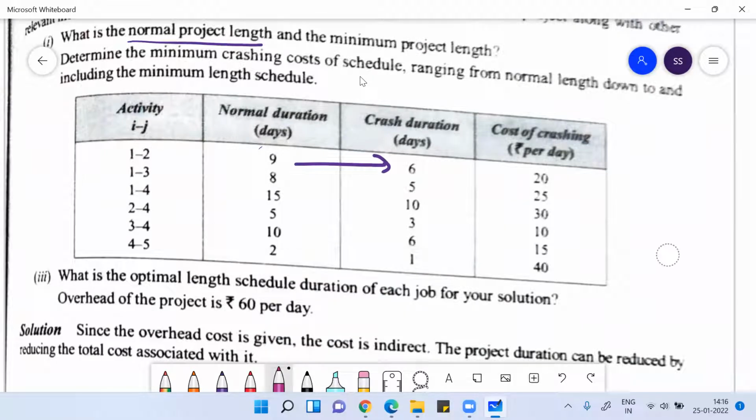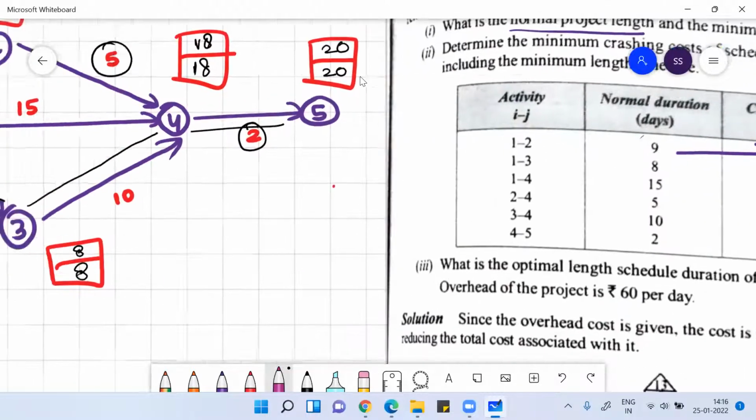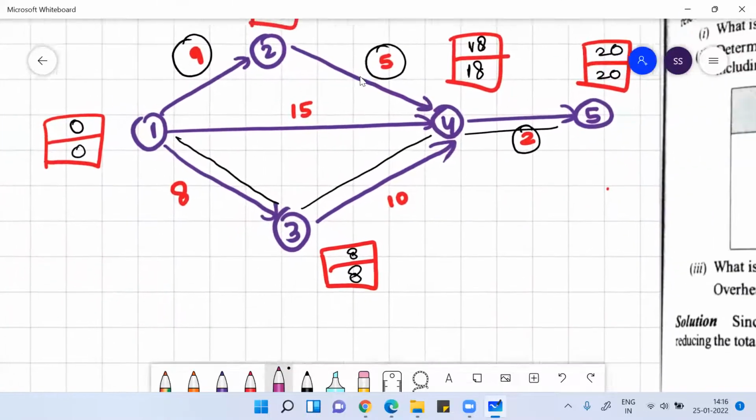So what is the critical duration I have? This is 9 to 6, meaning I can reduce this by 3 days. This I can reduce by 3 days. 8 minus 5, this is 5 days. This is 2 days. Then this is 4 days. And this is 1 day. So you can see what the critical path is. Your critical path is 1345, right?